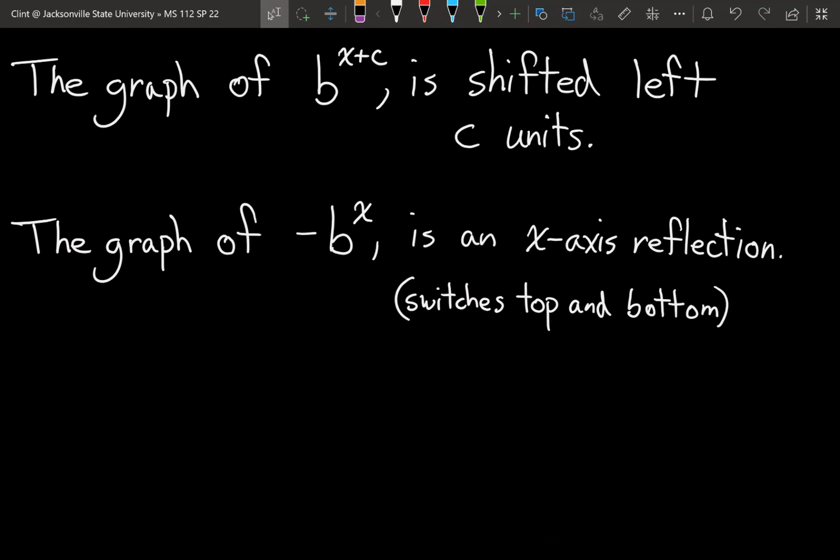And then a y-axis reflection where we switch left and right. That's really the same thing that's happening if we have a fraction for our b, for our base. So that's what happens if we put a negative up in the exponent.